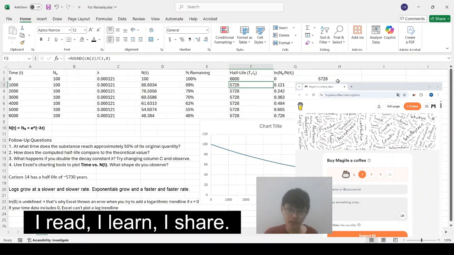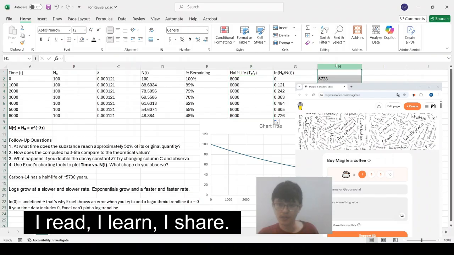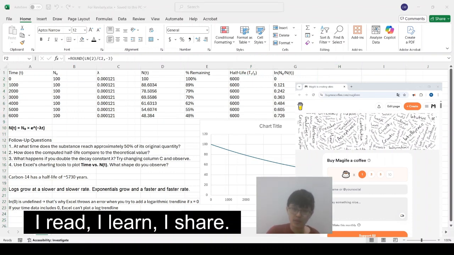So here 728 is more than 500, so it rounds up to 6,000. So this is just some fun exercise you can try. So we proceed to the next exercise.